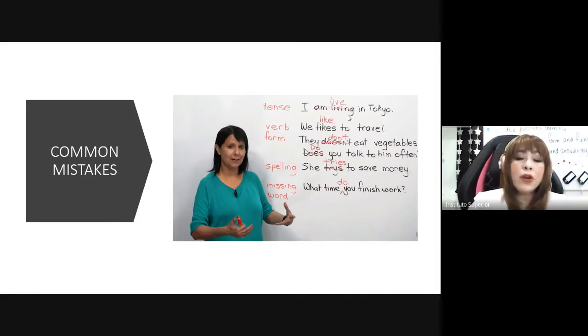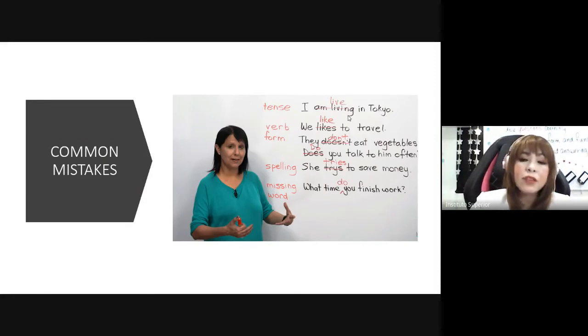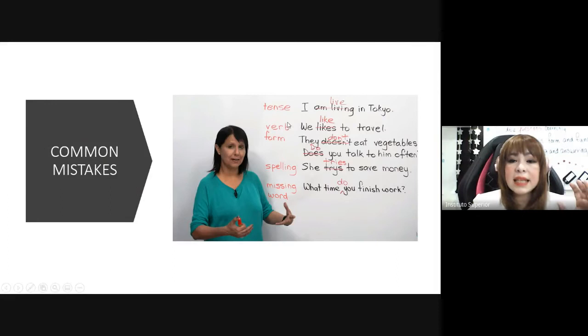Okay. Another common mistake is the verb form. Remember, when we have this, we have to pay close attention to the subject in the sentence. In this case, the sentence subject is we, and the sentence contains an S. Remember, we sometimes overuse the rule. S only applies when the subject is singular, he, she, or it. In this case, the subject is plural form, we. So the verb doesn't need an S.